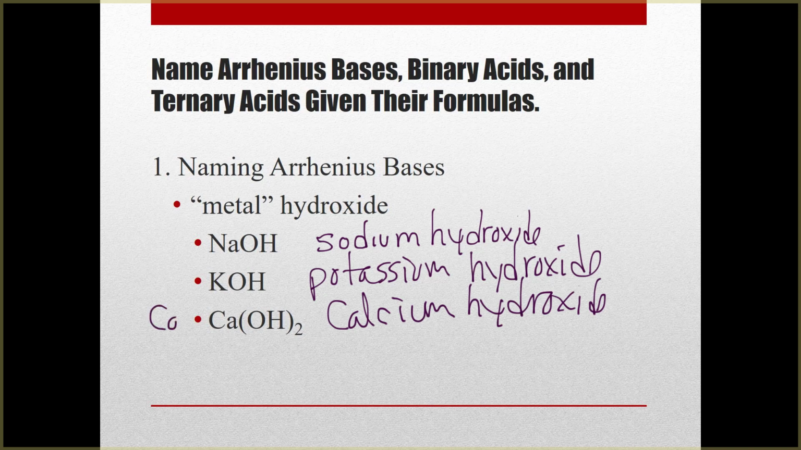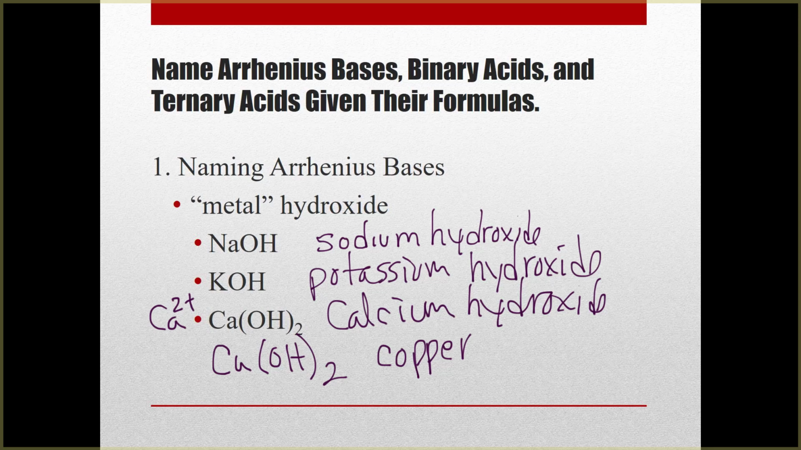Now, calcium is an alkaline earth metal, and so it has a +2 charge. That's why I need to have 2 of those hydroxides with it to make it neutral. You also might see transition metals acting as a base. So for example, Cu(OH)2. This is copper. Now copper is a transition metal. It can have an oxidation number of a +1 or a +2.